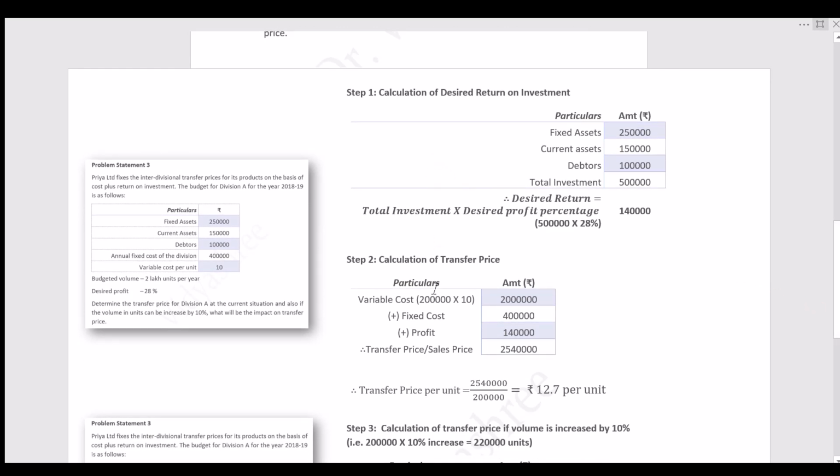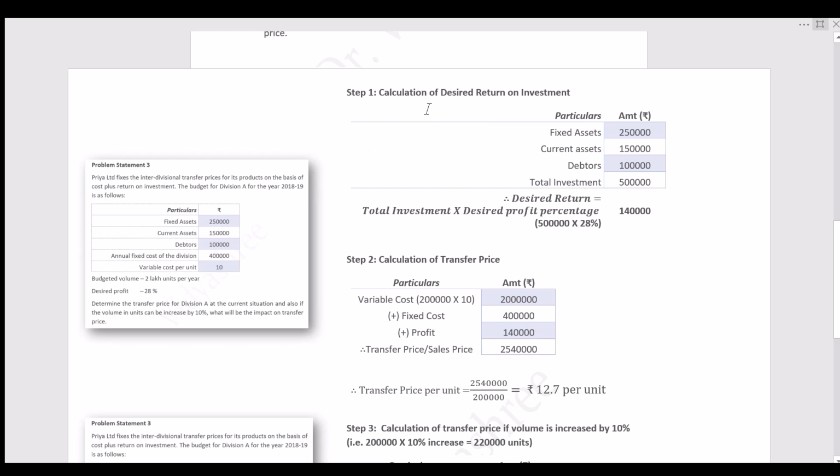As I told you, in order to calculate the transfer price or the selling price, the basic formula is: cost plus profit is equal to selling price. Cost has 2 types, fixed cost and variable cost. We know both costs, but we don't know the profit, so we have to calculate the profit. In the question, it is mentioned very clearly, you can see on the left hand side, that the transfer price is calculated based on cost plus return on investment. So first we have to calculate the return on investment, nothing but the profit.